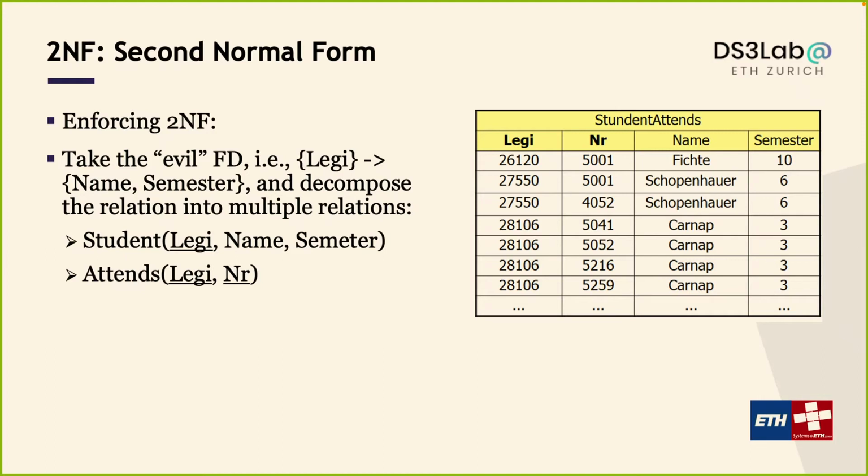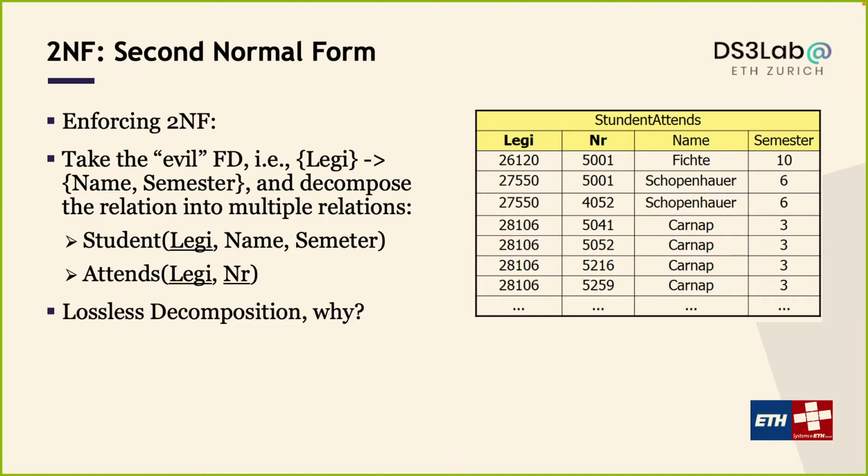Once you have this, it starts to make sense, because if you look at the student relation, all the non-key attributes, name and semester, depend on the key, not part of the key, because the key has only one attribute. And if you look at the second one, the same thing holds. Every single small relation will be in second normal form once you decompose it. And this decomposition will be lossless.